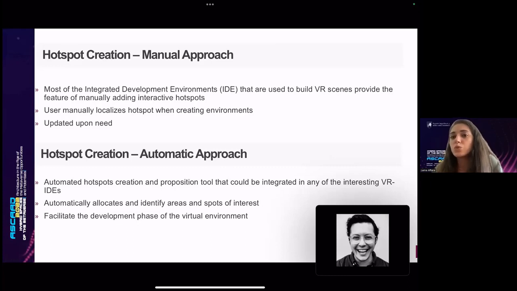In our approach, we want to do it automatically. So we want to make use of computer vision techniques that are currently available, and try to automate this process to make the creation of hotspots in the scene easier for the creator of the environment, and even to become smart in some sense. So you would be able to automatically allocate and identify areas and spots of interest in the virtual environment, and facilitate the development phase for the creator. Of course, because it's a manual process, the creator might sometimes miss some points of interest or not have some information about them. So this automatic approach can help them identify these hotspots automatically.